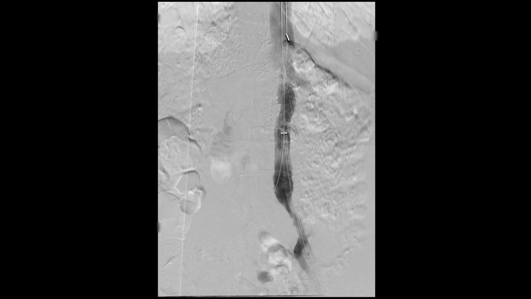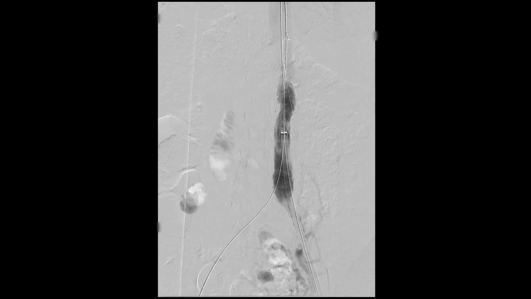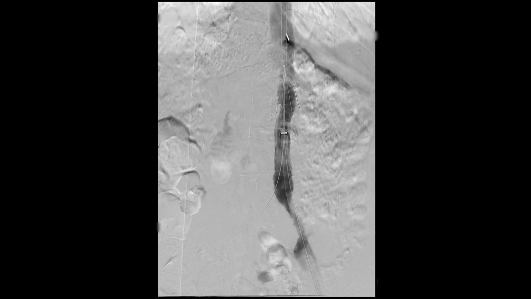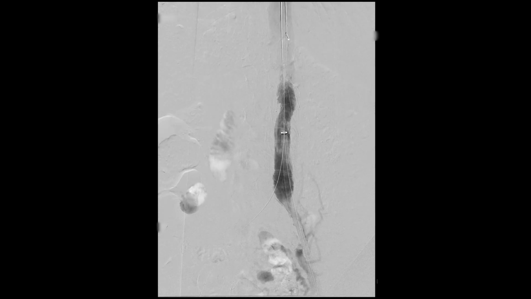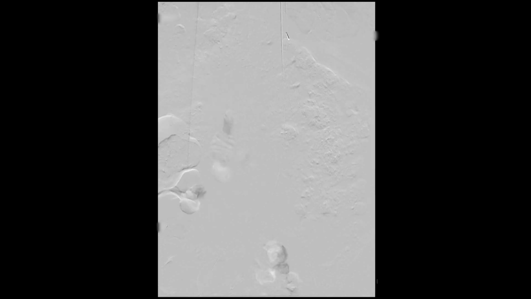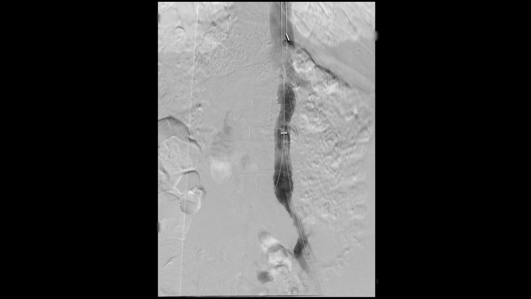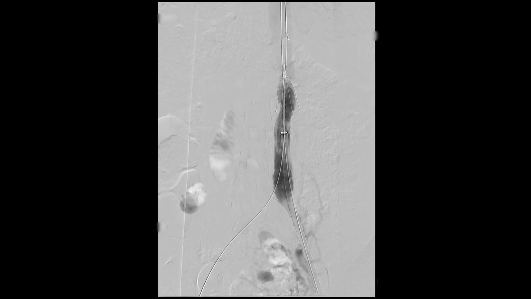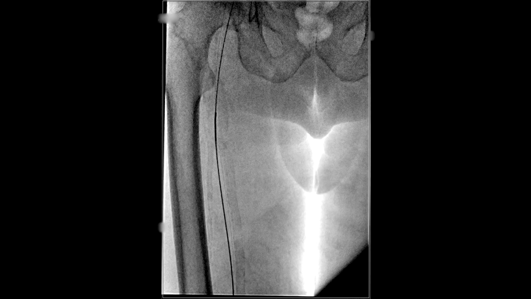We then perform a venogram, which demonstrates a significant reduction in the amount of thrombus throughout the entire inferior vena cava, as well as some contrast filling the right iliac veins. Once this is complete, we then turn our attention to the patient's left leg.